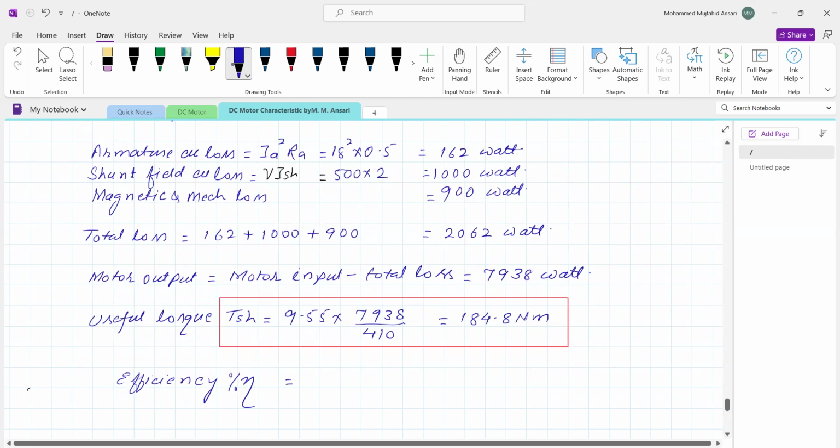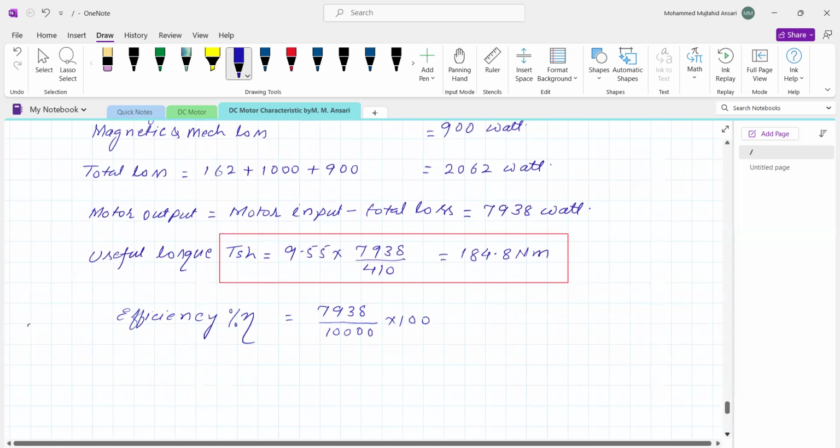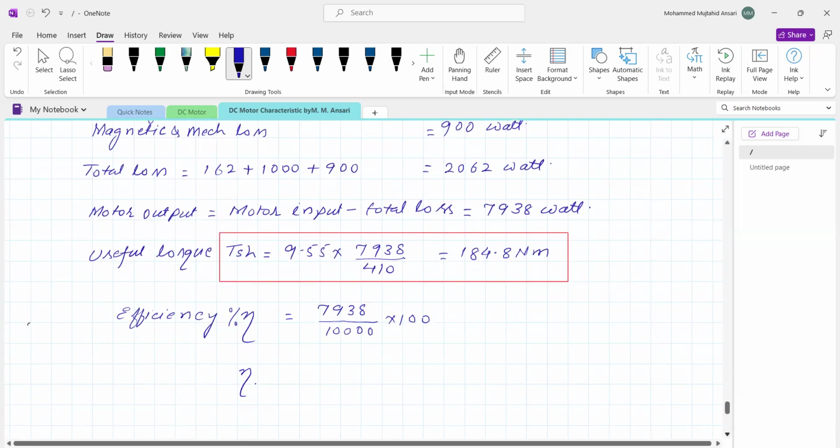Percentage efficiency is equal to 7,938 divided by the motor input of 10,000 watt, into 100. So the efficiency of the motor equals 79.36%. So this is the parameter at the given data.